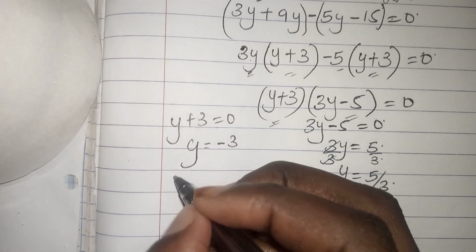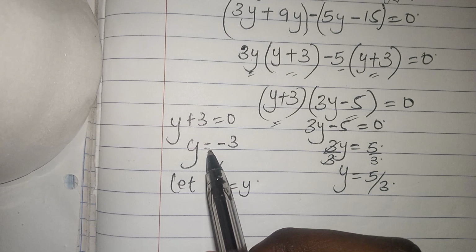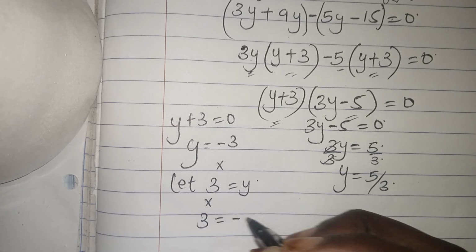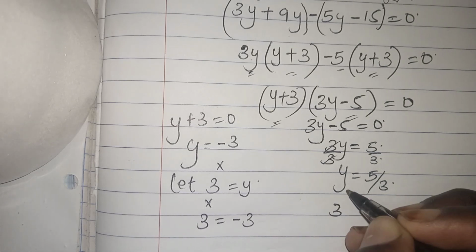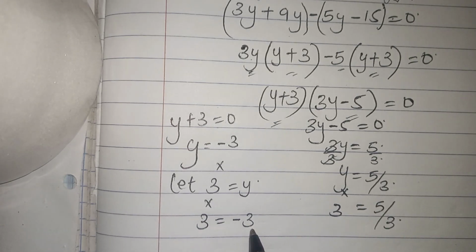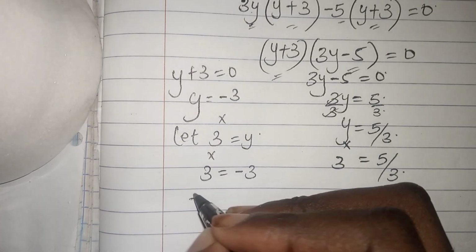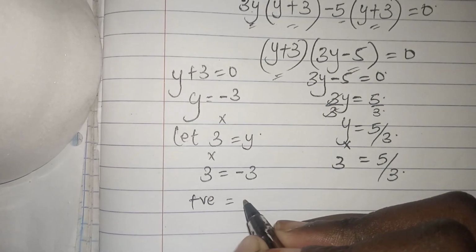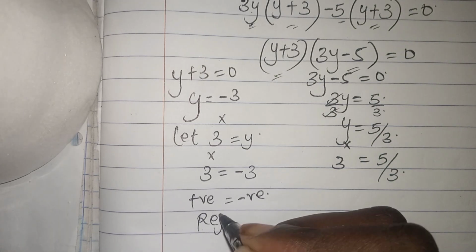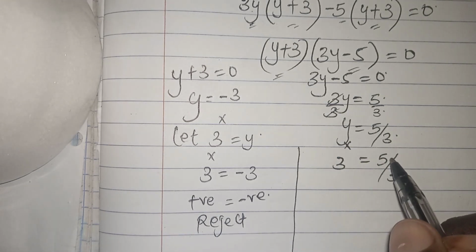Remember we had said let 3 to the power of x be y. And we have y as negative 3 and 5 over 3. So 3 to the power of x is equal to negative 3. And on the other side, 3 to the power of x is equal to 5 over 3. So 3 to the power of x is equal to negative 3. So 3 to the power of any number should give us a positive. But this side is giving us negative. So positive cannot be equal to negative. So we are going to reject this. So we are left with 3 to the power of x is equal to 5 over 3.